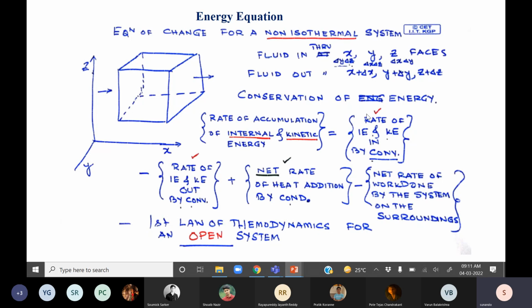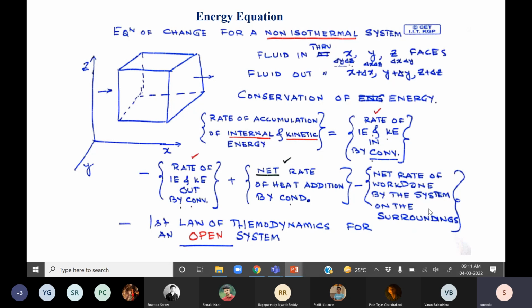Okay. Then we need to identify each of these terms, put them into the equation, which would result in a difference equation, and then we divide both sides by whatever length scale that we have chosen, which is del x, del y, del z, and taking the limit when they approach 0, what we get is a differential equation, which would be nothing but the energy equation. We have taken care of all such energy terms in there.